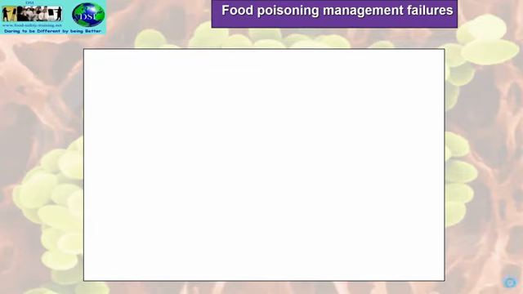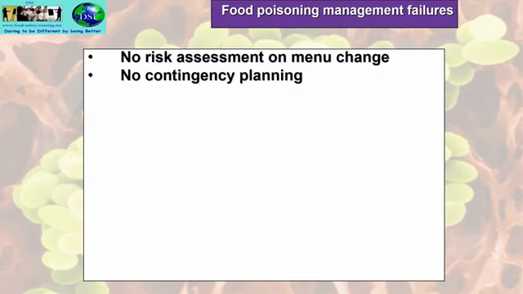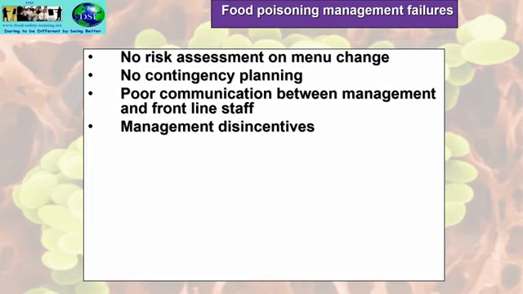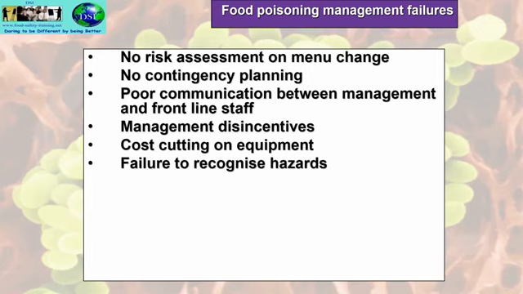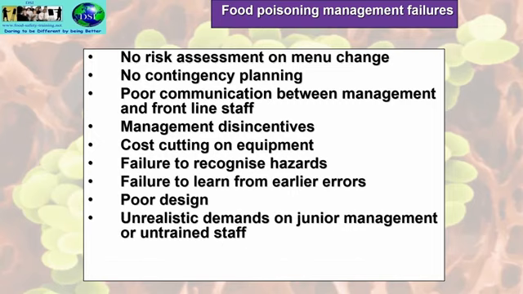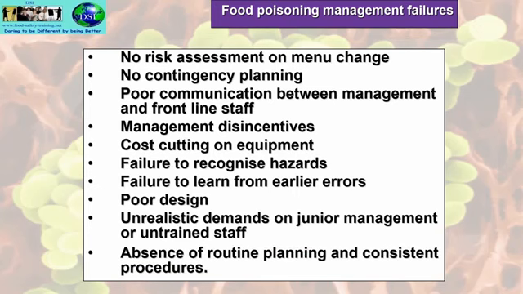So food poisoning management failures: no risk assessment on menu change, no contingency planning, poor communication between management and frontline staff, management disincentives, cost cutting on equipment, failure to recognise hazards, failure to learn from earlier errors, poor design, unrealistic demands on junior management or untrained staff, including supervisory staff, absence of routine planning and consistent procedures.